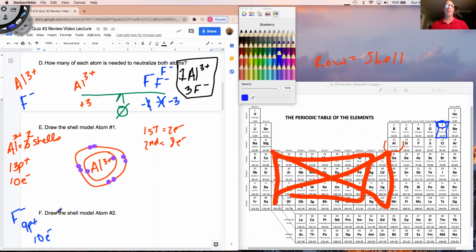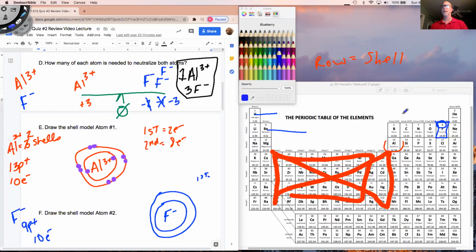So we're going to do something very similar. So we want to draw this out. Now, how many shells will fluorine have? Well, there's row number 1, and there's row number 2. So fluorine has 2 rows, so it's going to have 2 shells. So I'm going to put an F minus right in the middle, and then I'm going to draw 2 shells. There's shell number 1, and there's shell number 2. So how many electrons can we put on the first shell?